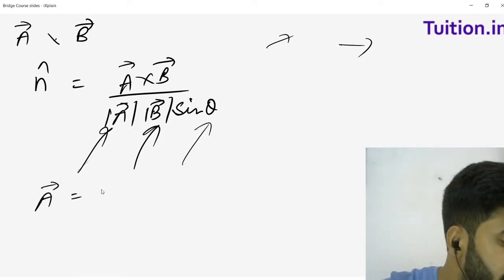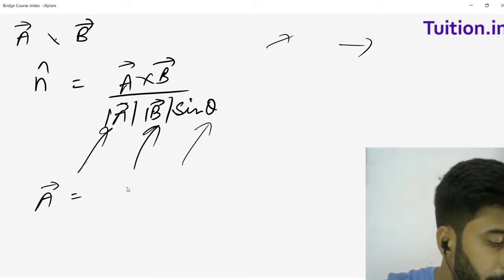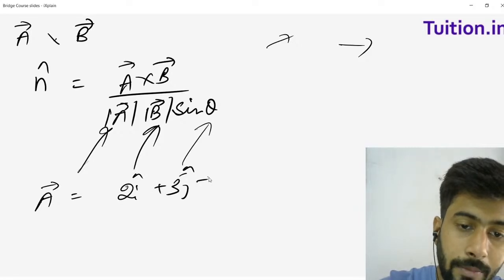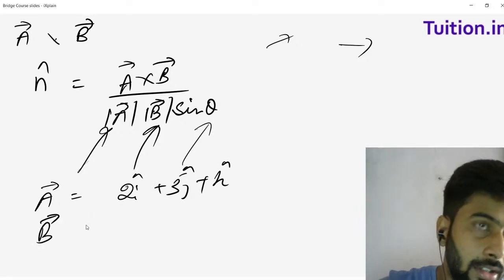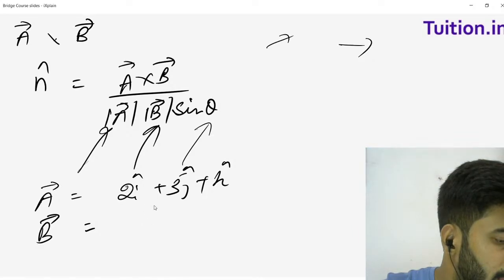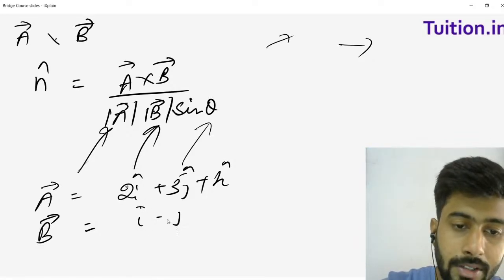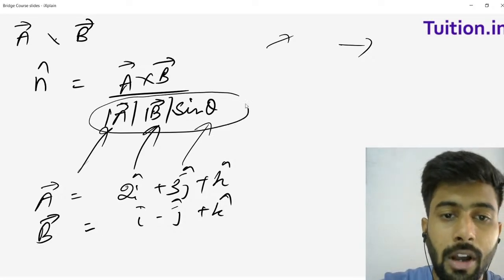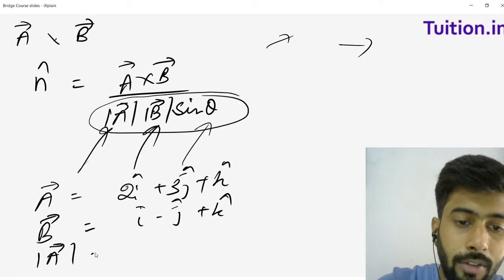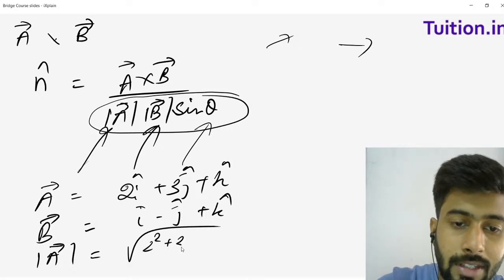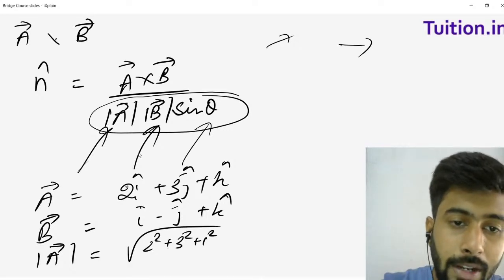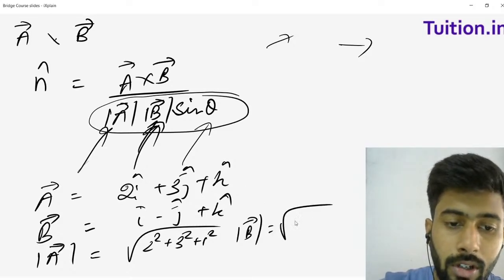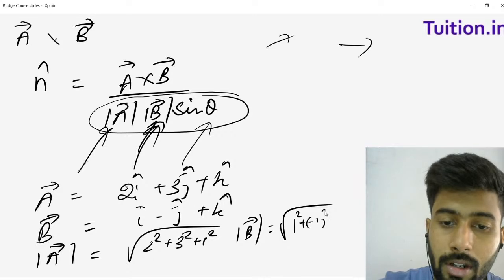Because what is your A bar? A bar is 2i plus 3j plus k. B bar is i minus j plus k. So if you use this formula, then you will have to first find the magnitude of A, which is root 2 square plus 3 square plus 1 square. Then you will have to find the magnitude of B, which is nothing but root 1 square plus (minus 1) square plus 1 square.